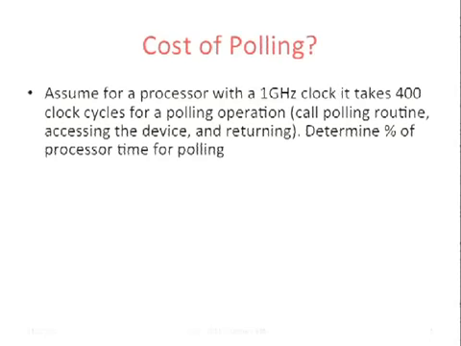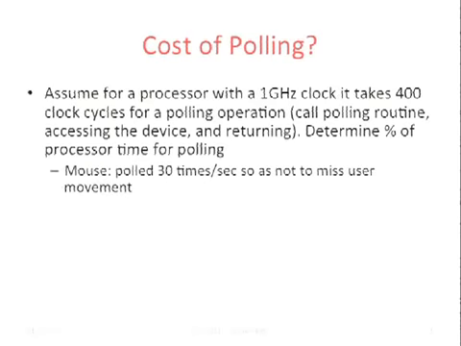Okay, so how long does it take? So let's say on average it takes, say, 400 clock cycles to call the polling routine, to access the device, and then get the answer back. Okay, so what's the percentage of time you spend polling? Well, the answer is it totally depends. If you have a mouse, typically you'll poll a mouse like 30 times a second, right? Because if somebody's moving the mouse, you don't want to miss that. But you don't have to do it like every nanosecond, right? 30 times a second, you'll get pretty good resolution on somebody moving a mouse. So 30 times a second, you'll poll for the mouse.